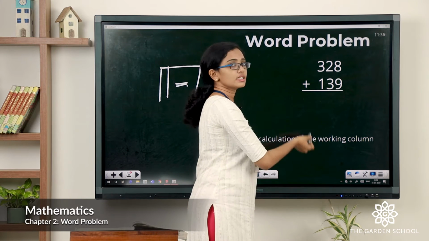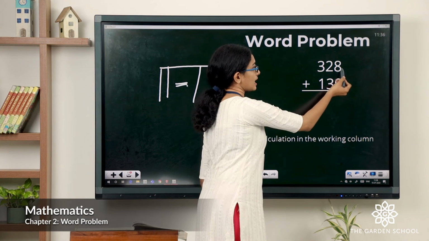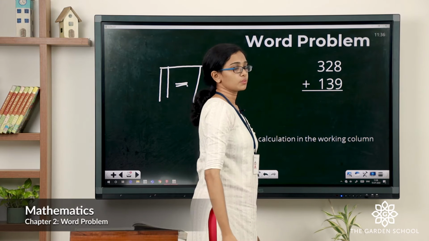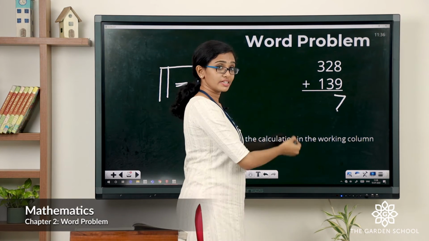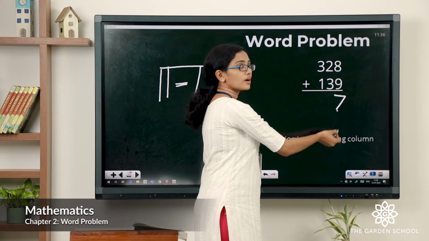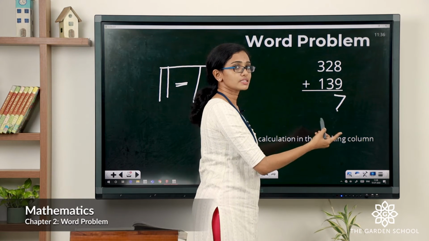So let's add these. Let's start with ones. So it's 8 ones and 9 ones. So 8 plus 9 gives you 17 ones. 17 ones equals 10 plus 7 ones.